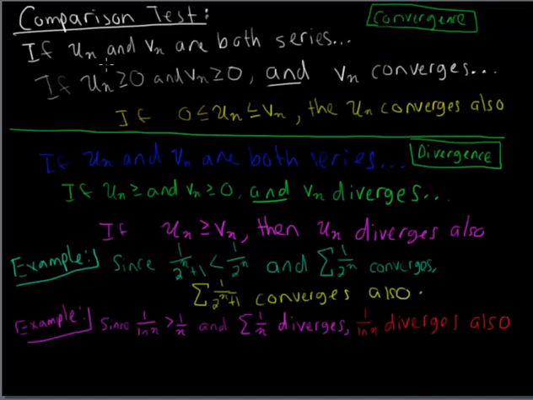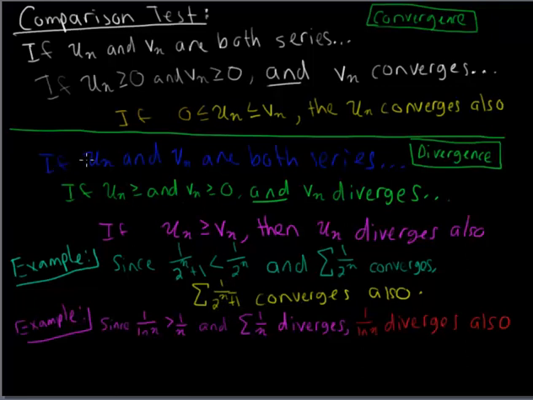Okay, and now here's the comparison test. If u sub n and v sub n are both series, and if u sub n and v sub n are both greater than or equal to 0, and v sub n converges, then if u sub n is greater than 0 but less than v sub n, then u sub n converges also. An example of this is, since 1 over 2 to the n plus 1 is less than 1 over 2 to the n, and we know that the sum of 1 over 2 to the n converges, then that means that 1 over 2 to the n plus 1 converges also.